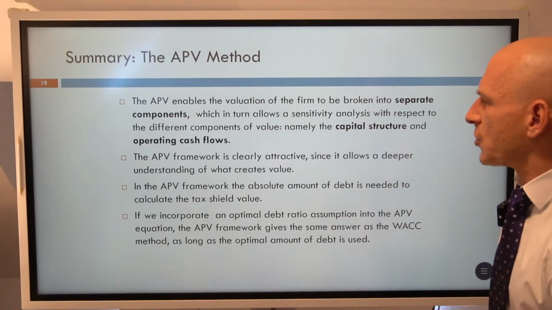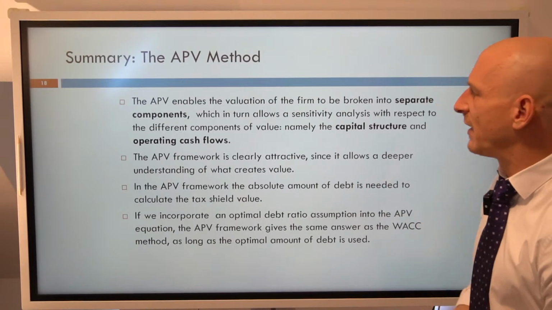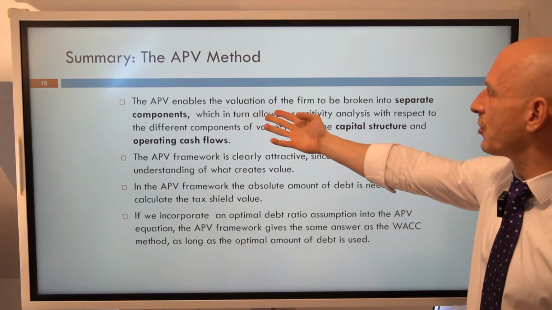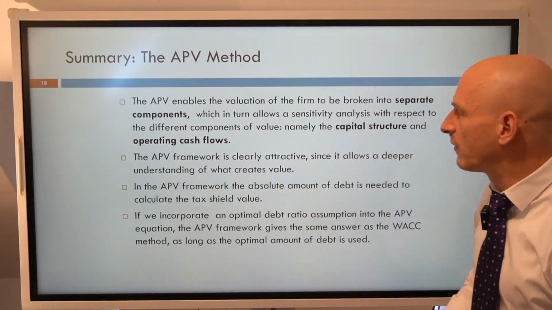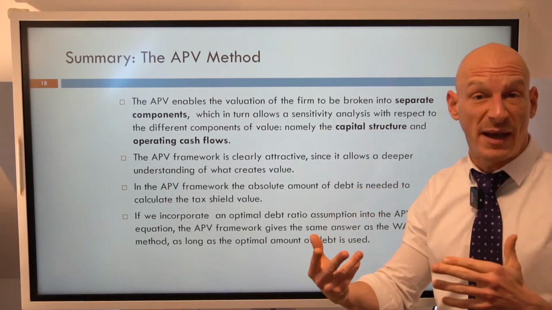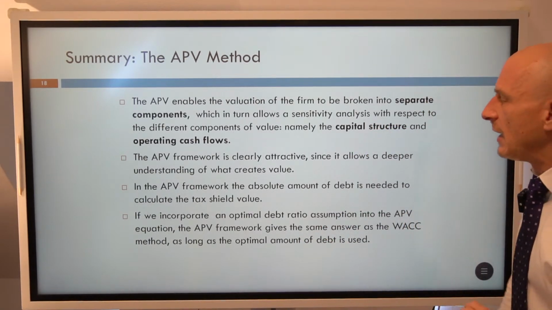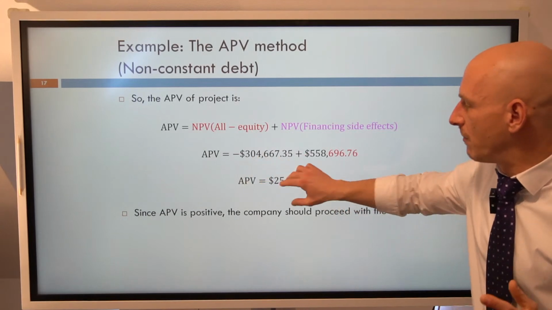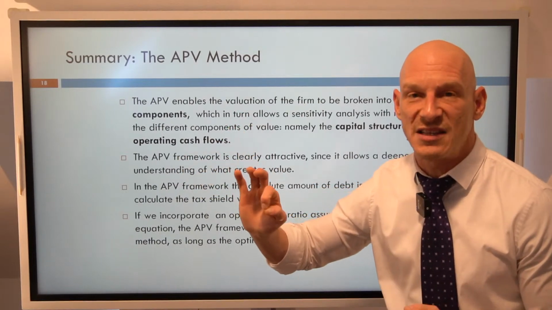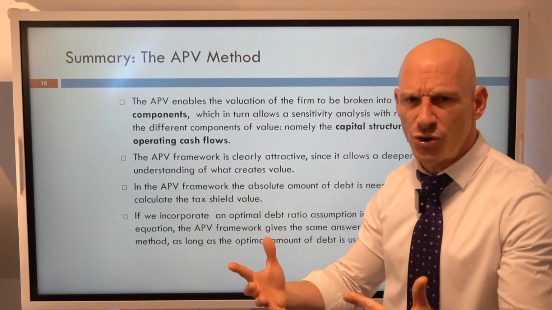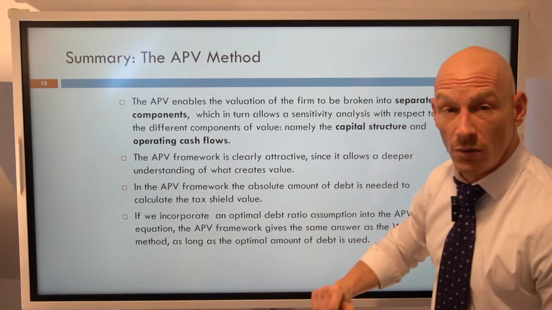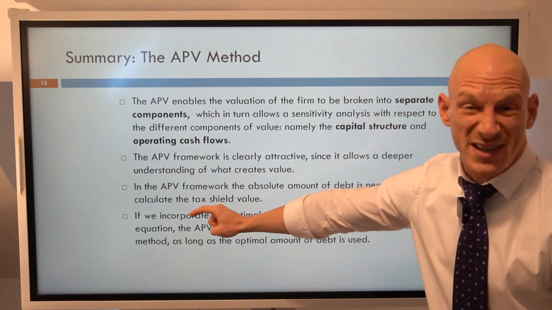Okay, so what's super relevant about the adjusted present value method? Well, it enables evaluation to be broken down into components, providing more information. So we see the impact of capital structure, the impact of the way we finance. It is considered to be a very attractive method, simply because it allows a deeper understanding of what creates value. It is relevant to know that a project creates value, but we also want to understand why, where it's coming from.